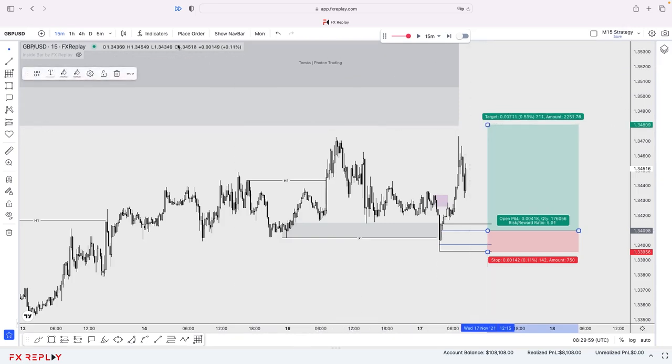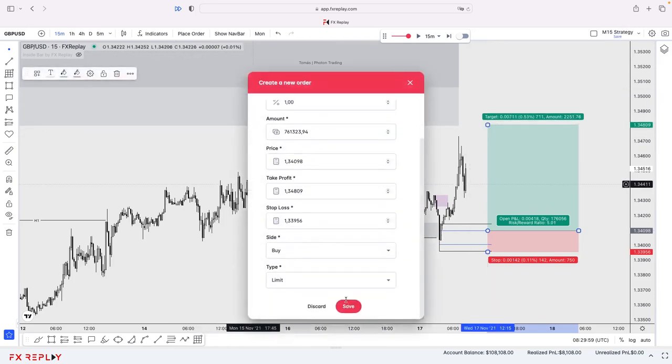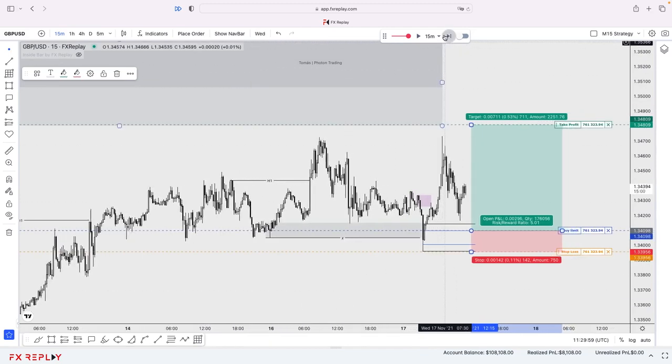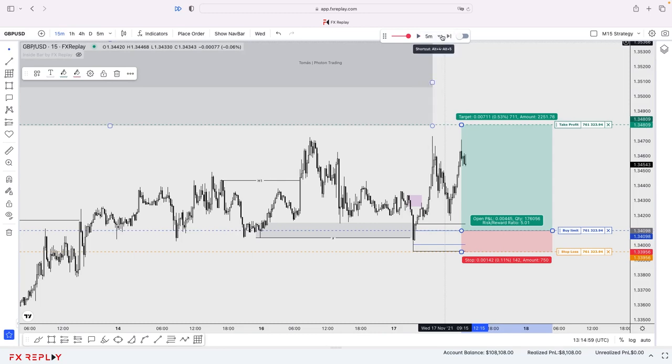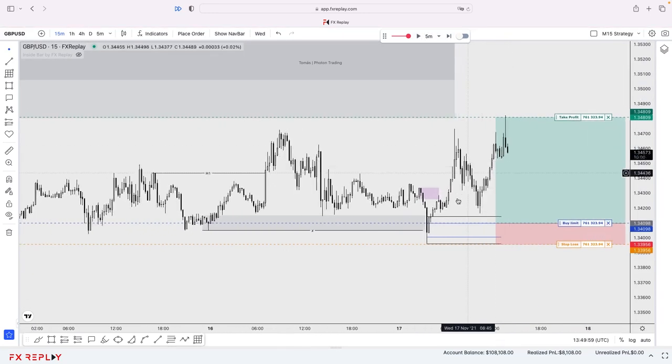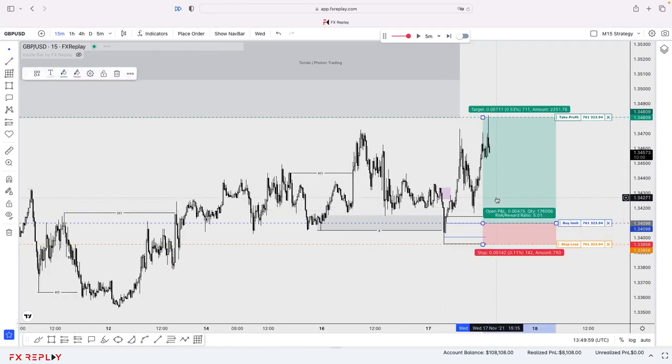Here, place the order. Ready to go. And price. Okay, so what happened here? Price mitigated the decisional POI. Perfect, no worries. Not according to my trading plan.